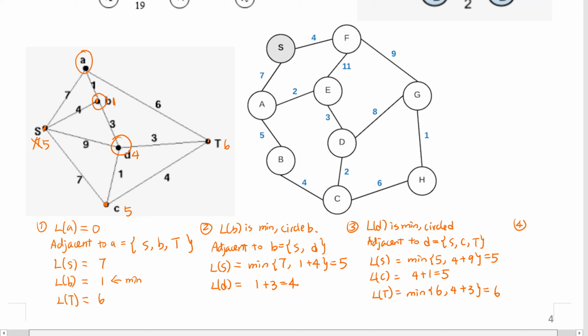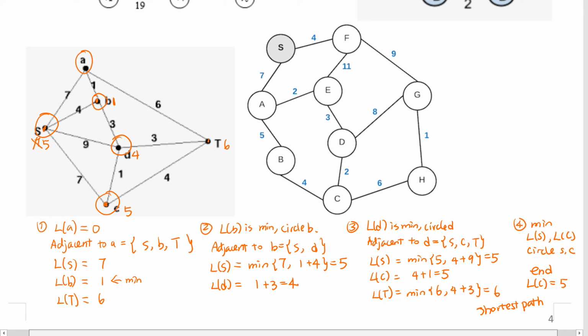Okay, now of the uncircled ones, what is the minimum? Minimum is the 5, so that's LS and LC. And we circle them. And that's great because we are done, because we circled the C and C is our goal. Okay, so we can end. Our LC is 5. What is the shortest path?